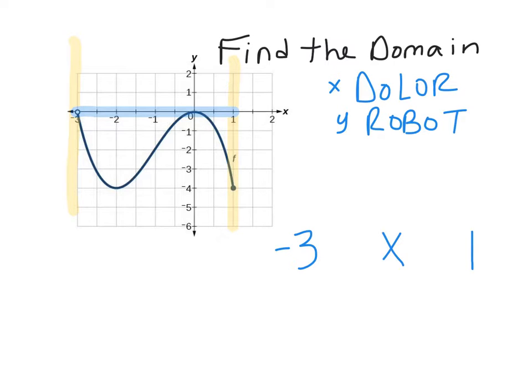The only other thing I have to worry about is what kind of sign do I use. So if I have a closed circle, I use a less than or equal to. If I have an open circle, I use a less than. So on the left-hand side, this is an open circle. So I know that I'm using the less than sign. And on the right side, I have a closed circle. So it's a less than or equal to, and that's my domain.